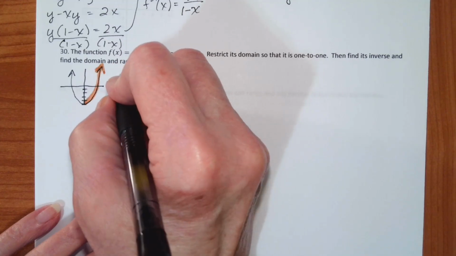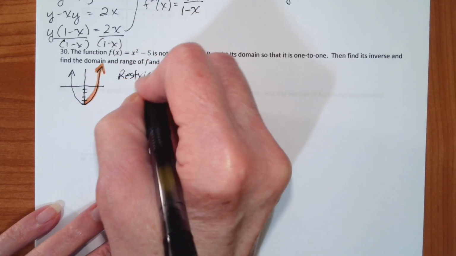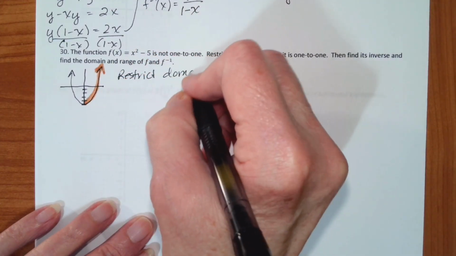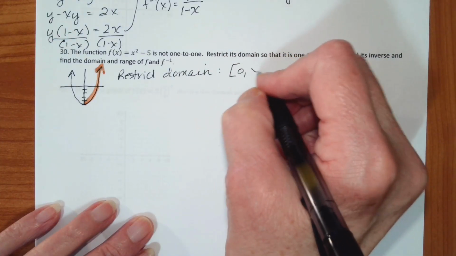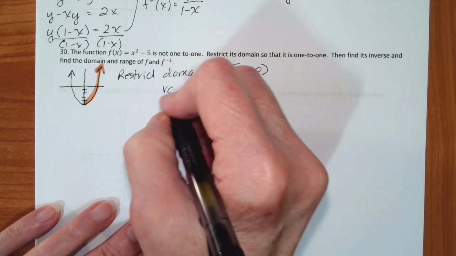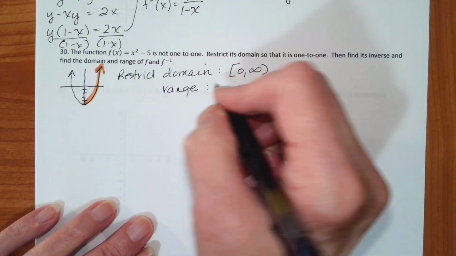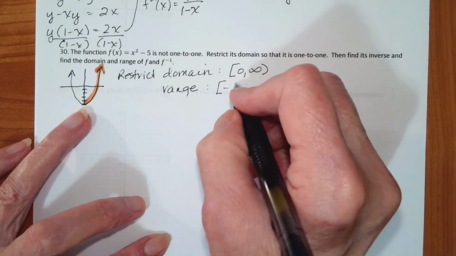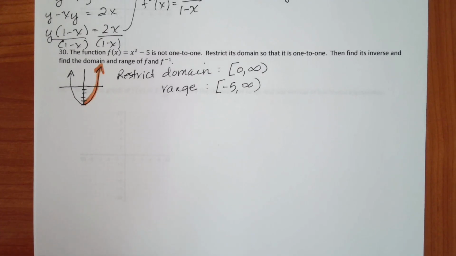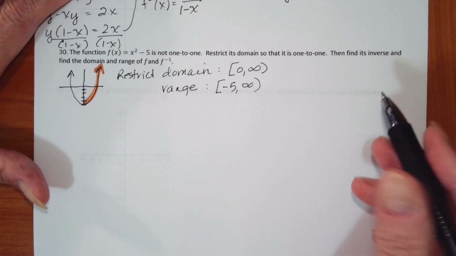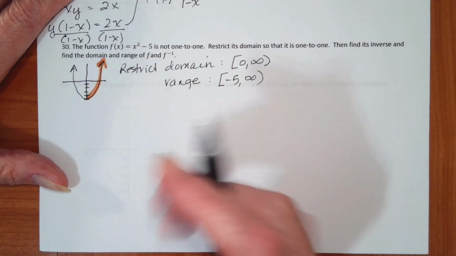Okay, so I'm going to restrict the domain 0 to infinity. That makes the range -5 to infinity. Okay, so now I have restricted the domain, find its inverse, and find the domain and range of that. Okay, well I can hopefully do that.